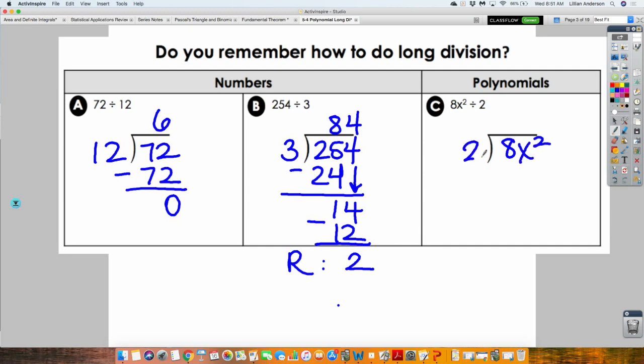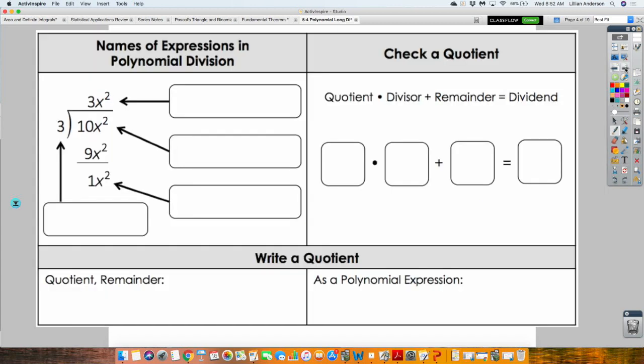What about this one? Inside? Outside? How many times does 2 go into 8x squared? Just 4? 4x squared. What's 4x squared times 2? 8x squared. You subtract, and you have 0 as your remainder. This is the same concept that you will use to actually divide polynomial expressions. So, let's get into it.